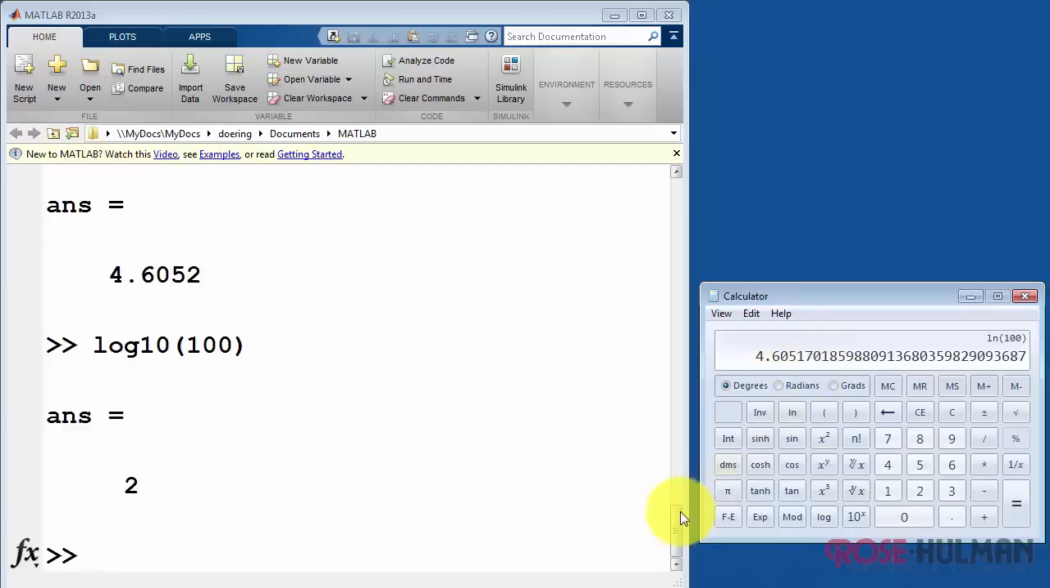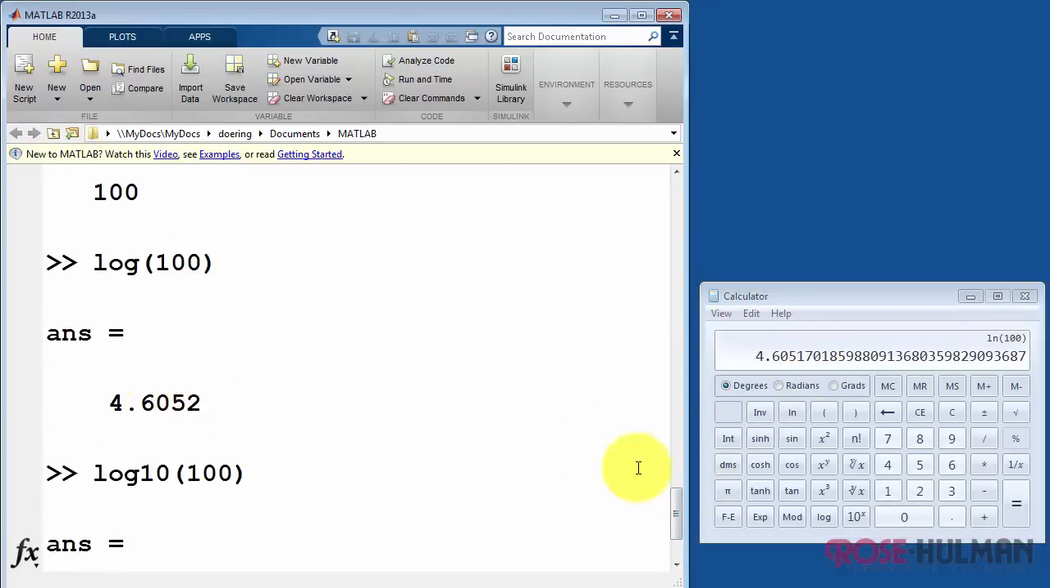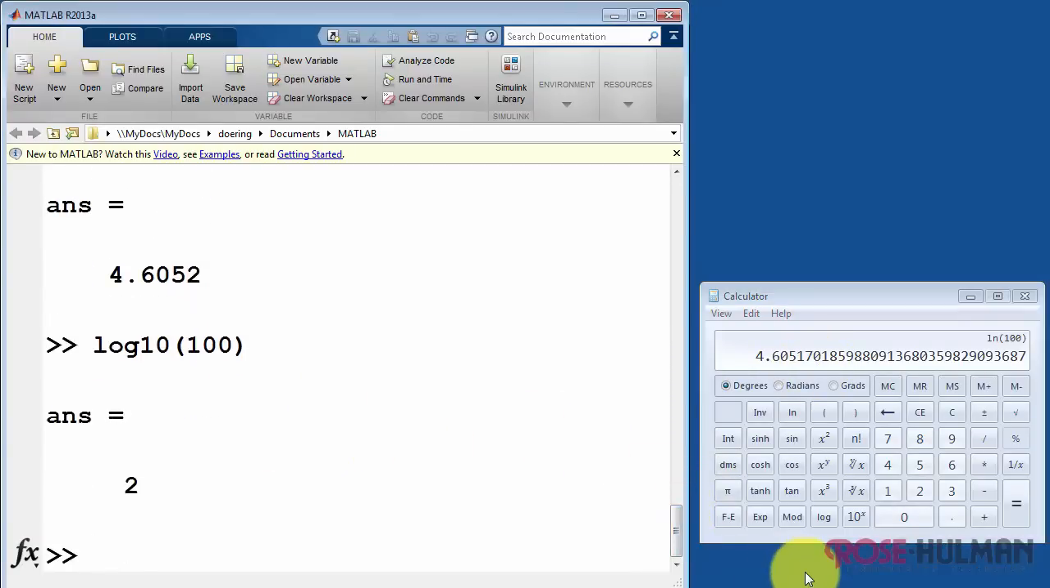Let's try that value again of 100. If we do the natural log in the calculator, we see that's the same value that we had in MATLAB. So just log by itself, that's natural log.